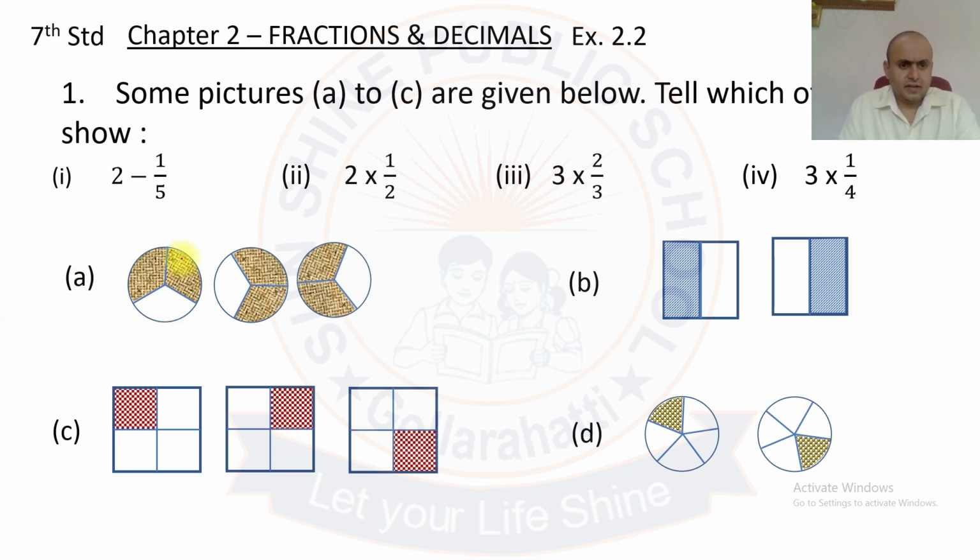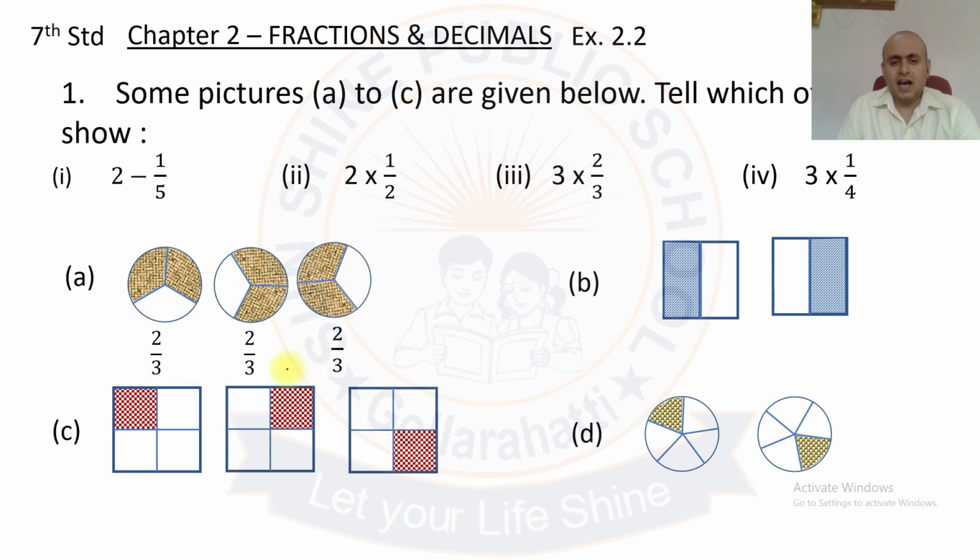The first figure is a circle divided into three parts, and they have shaded two parts. Therefore, it is written as 2 by 3. The second picture is also divided into three parts and two parts are shaded, so we also write it as 2 by 3. The third picture is also divided into 3 parts and two parts are shaded, so it is written as 2 by 3.